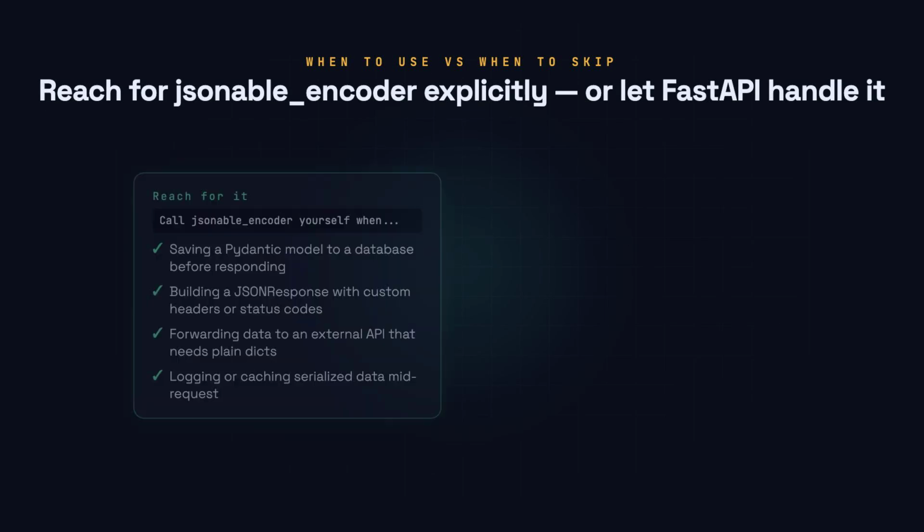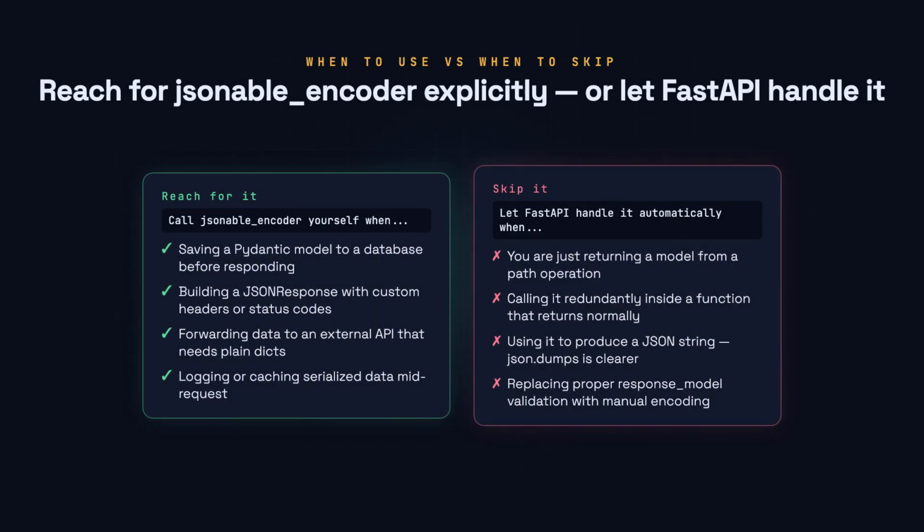The rule of thumb is simple. If you are only returning a value from a route function, FastAPI encodes it for you, and you do not need to touch jsonable_encoder at all. Reach for it explicitly when you need the safe, plain Python form of your data before the response layer sees it. For example, inserting into a database, forwarding to a third-party service, or constructing a JSONResponse with custom headers. Avoid using it as a substitute for proper response model validation, and do not use it just to produce a JSON string. That is what json.dumps is for.